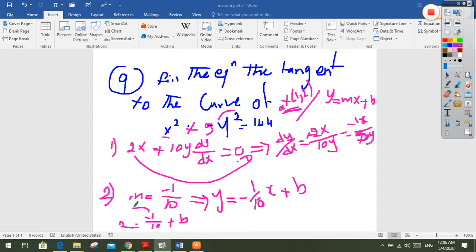Negative 1 over 10 goes to the other side with the opposite sign, which implies b equals what? If you add, it will be 21 over 10. I think it's clear. Then now the equation of the tangent, after I know the slope and the y-intercept, is y equals negative 1 over 10 x plus 21 over 10.